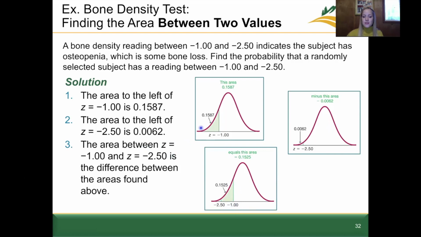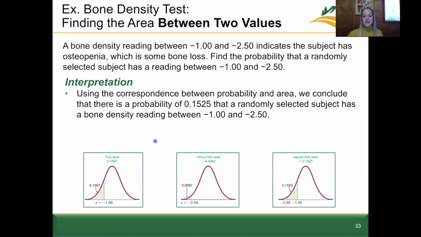We know this full area here. Here's our z-score of negative 2.50. We know that small bit of area there. So then to find this area between, we're going to take 0.1587 minus 0.0062. This gives us an area value of 0.1525. As you're going along with this, I definitely recommend checking these values using Excel or Table A2, or even both.